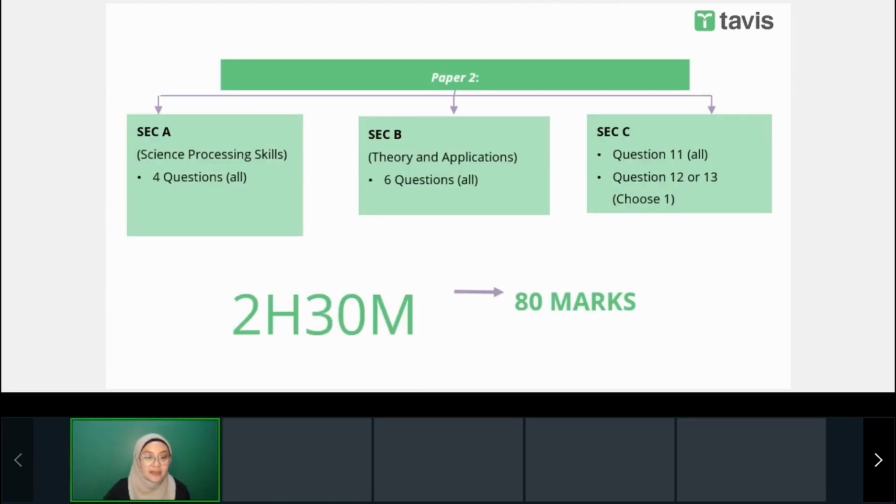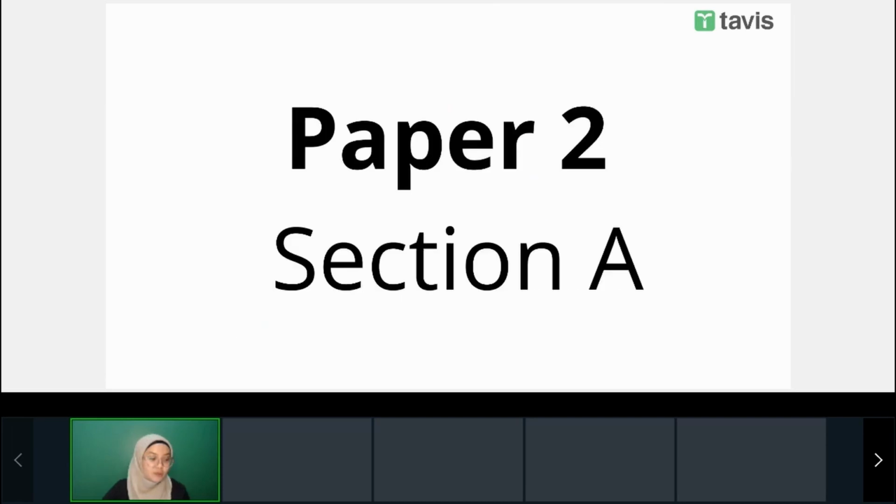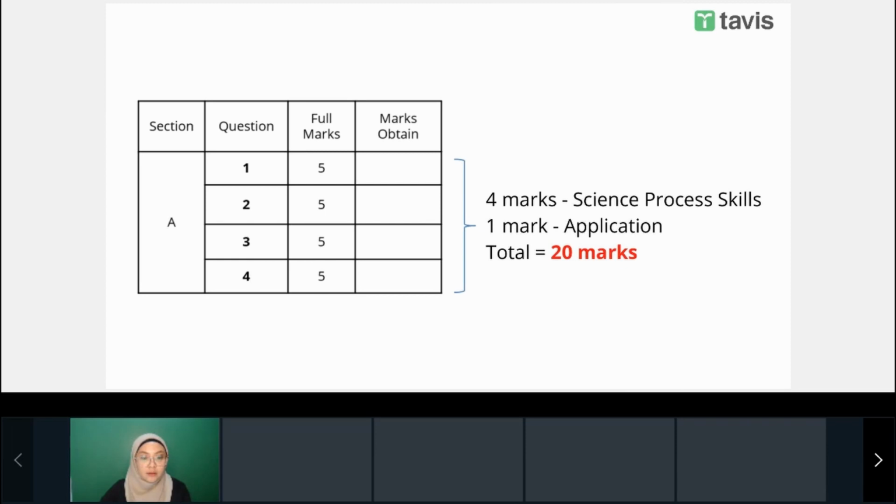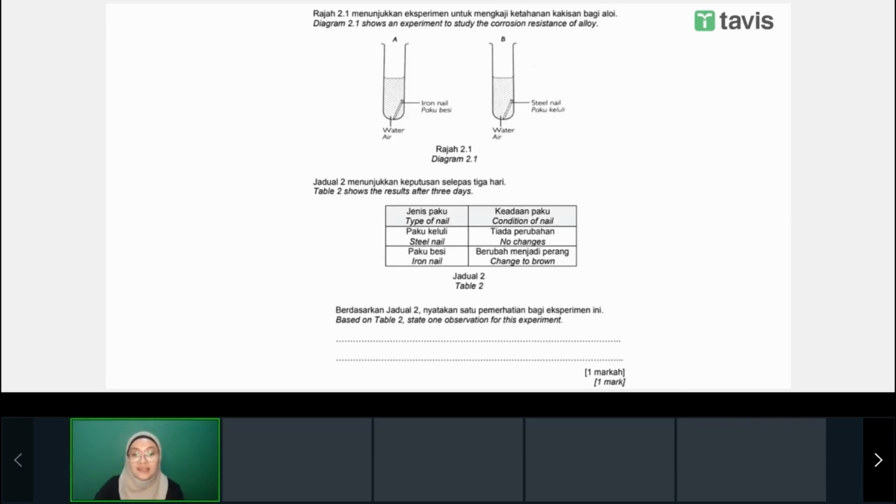Okay, let's see paper 2. Paper 2, section A is all about the science process skill and the application question. Diagram 2.1 shows an experiment to study the corrosion resistance of an alloy. We have an iron nail and a steel nail. Iron nail is a pure metal, while steel nail is an alloy.